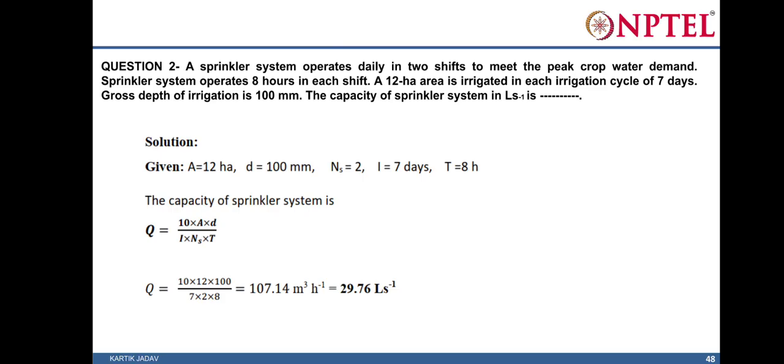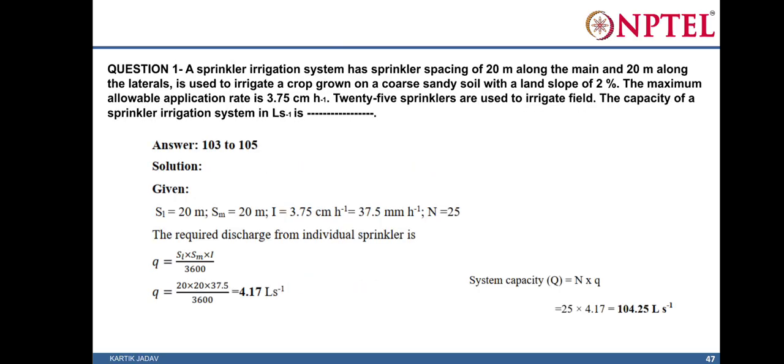So, first question is a sprinkler irrigation system has a sprinkler spacing of 20 meter along the main and 20 meter along the laterals. That is used to irrigate the crop grown on a coarse sandy soil with land slope of 2%. The maximum allowable application rate is 3.75 centimeter per hour and total 25 sprinklers are used to irrigate the field. The capacity of sprinkler irrigation system is what we need to identify.